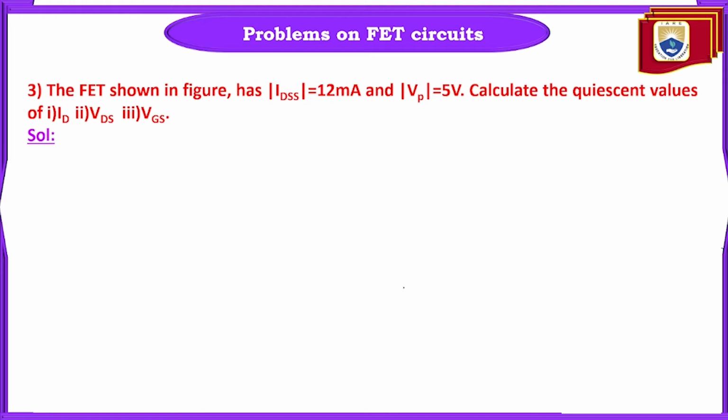And next, coming to the next problem, the FET shown in the figure has IDSS equal to 12 milliamps and VP equal to 5 volts. Calculate the quiescent values of drain current, drain to source voltage, as well as gate to source voltage. So the circuit given in the problem is, this is the circuit given in the problem itself. It has a resistance of .3 kilo ohms, and here it is VDD, and the source resistance is 1.2 kilo ohms.